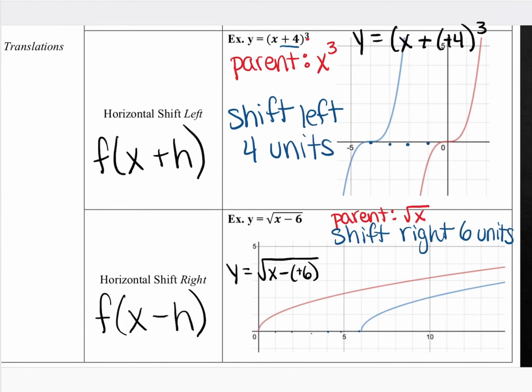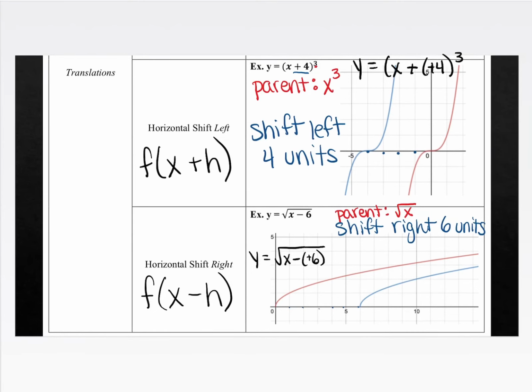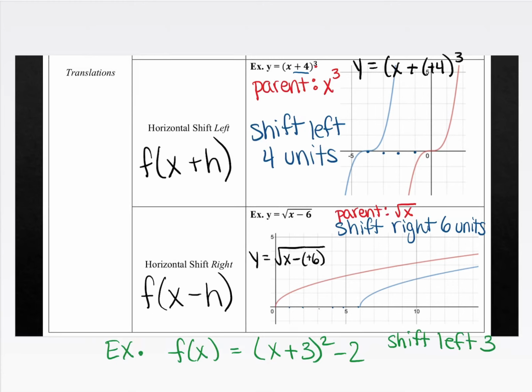Now, there are other ways we can combine these if we want to. If we want to combine our vertical shifts and our horizontal shifts, for example, we could have something like f of x equals (x plus 3) squared minus 2. So here we are shifting left because we're subtracting a negative 3, and we're going down 2 units.